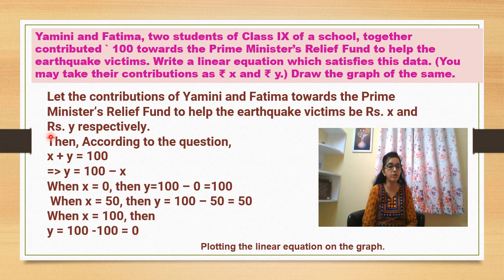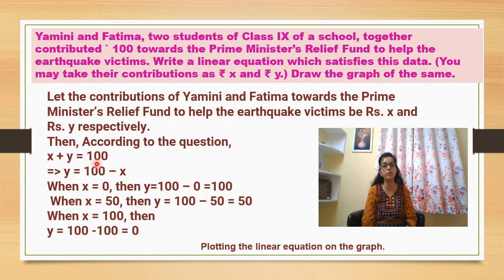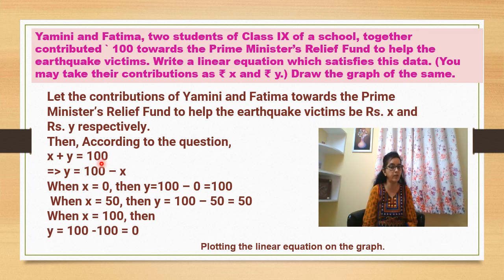Now, according to the question, what does according to the question mean? Every time you write according to the question, it means the condition is already given in the question. What is the condition? The sum of their contribution is 100 rupees. It means x plus y. The sum of that contribution together will be x plus y. And that sum is equal to 100 rupees, which is the condition already given in the question. So I already told you that to form an equation, we have to apply the condition. And on applying the condition, we get LHS and RHS.